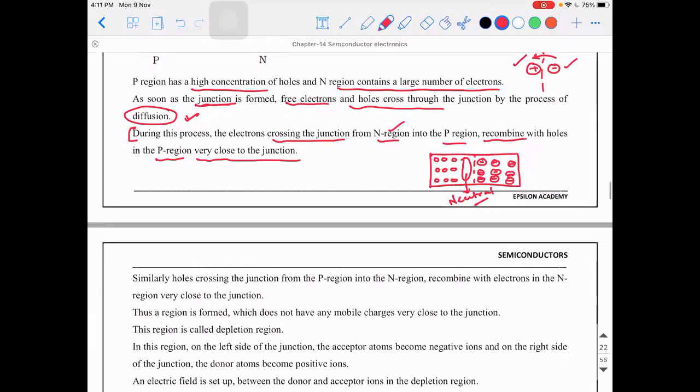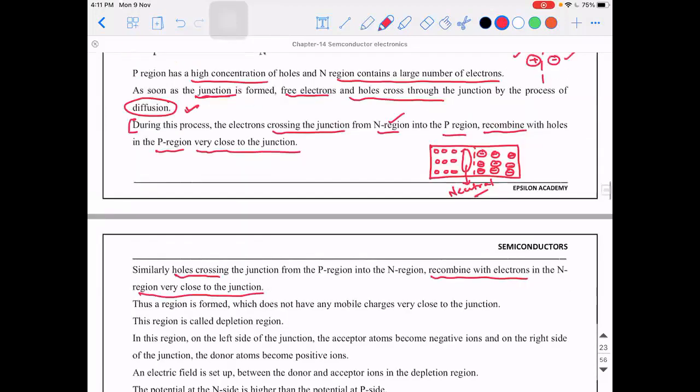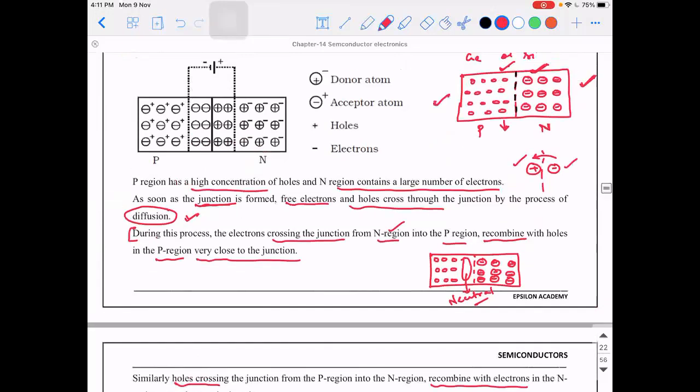Now observe. Similarly, the holes crossing the junction from the P region into the N region recombine with the electrons in the N region, very close to the junction. So when this process is carried out, if this kind of process continues, can I say that the N and the P will get completely exchanged? Initially you had this side to be P and this side to be N. If this process of diffusion is allowed to continue, can I say the N and the P side will get swapped? Are you guys able to understand?